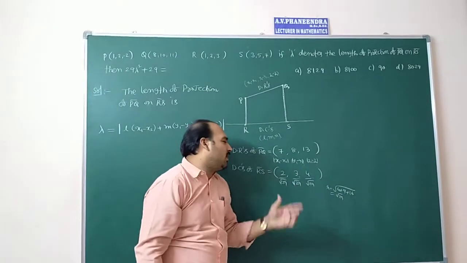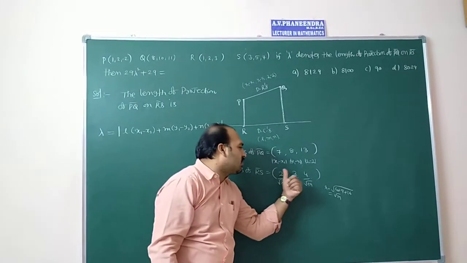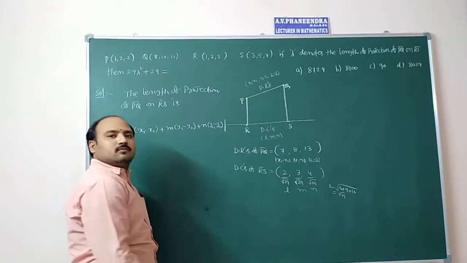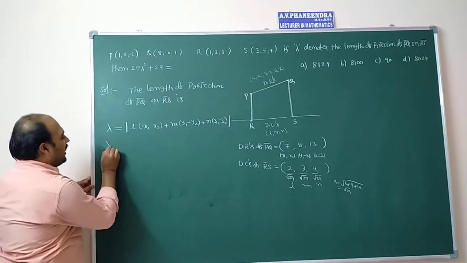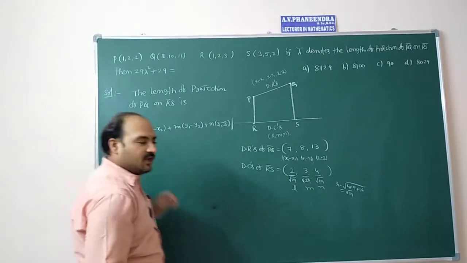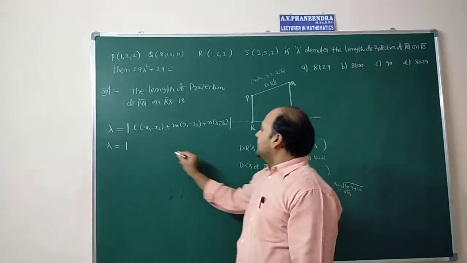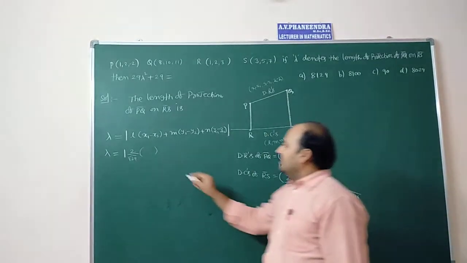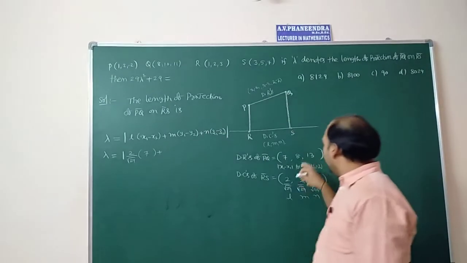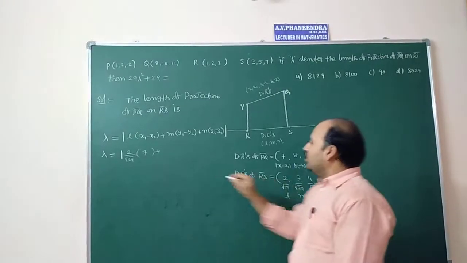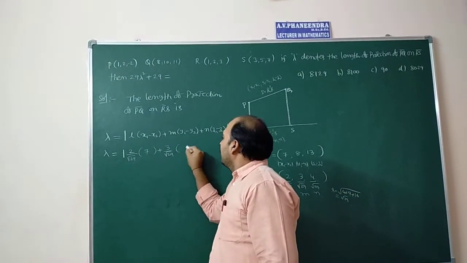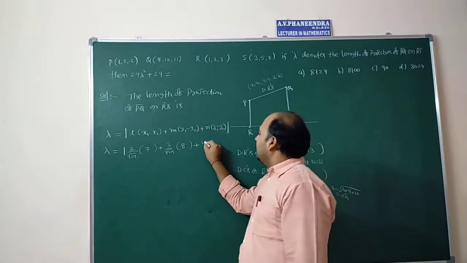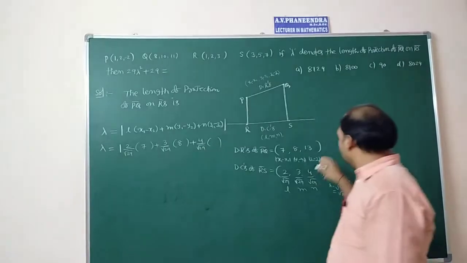Here I am applying the formula x by r, y by r, z by r, where r is root of x square plus y square plus z square. That is called direction cosines, which are denoted by l, m, n. Now substitute these values in this. Lambda equals mod of the l value, which is 2 by root 29 into x1 minus x2, that is 7, plus the m value, 3 by root 29, into y1 minus y2, 8, plus the n value, 4 by root 29, into 13.